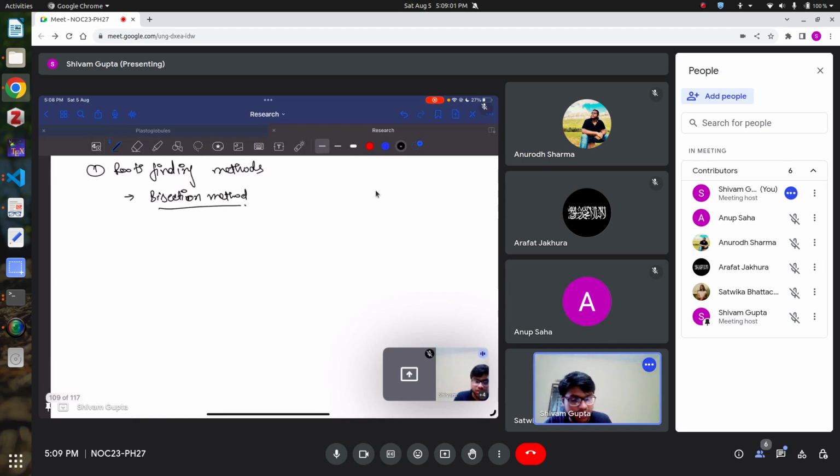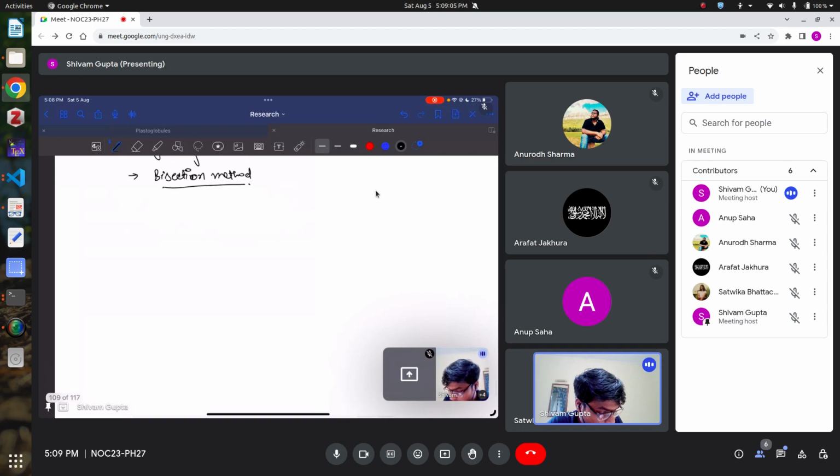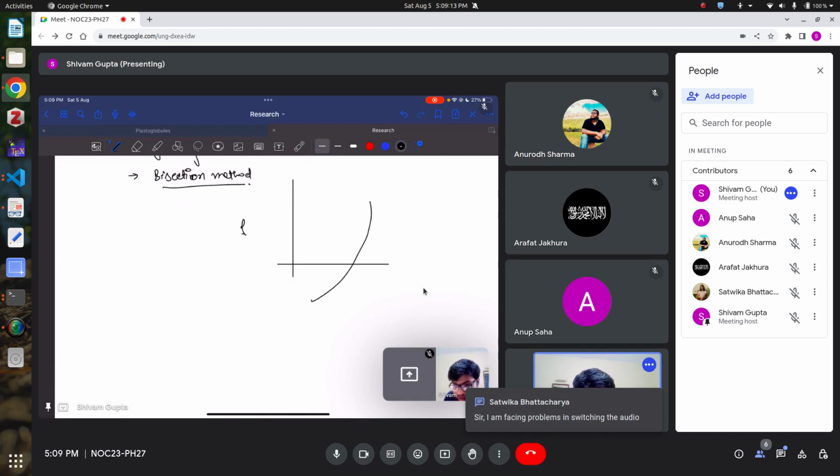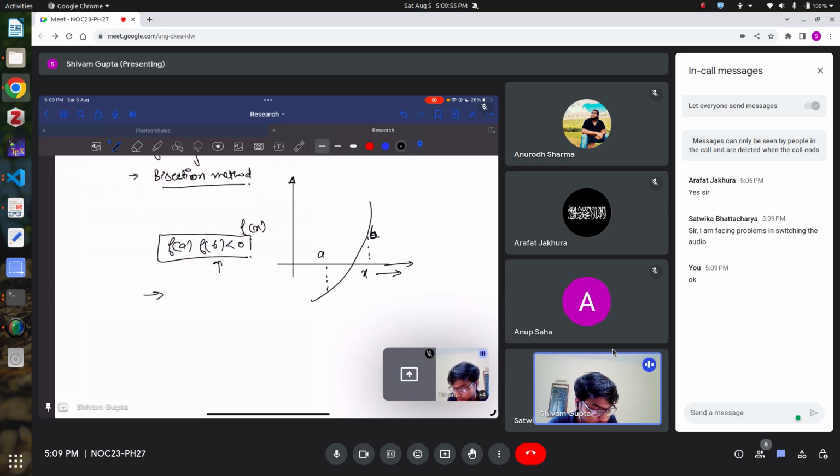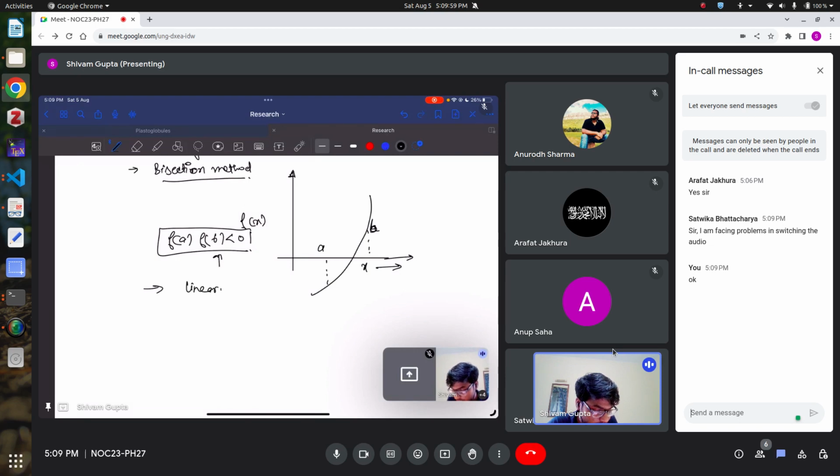Okay, we'll try. In the bisection method, we want to find the solution of a curve f of x, whose graphical representation is something like this. In this method we initially guess two values a and b such that the root will lie between these two. We start with this condition and do the iterations. The convergence of this method is linear; here, the error goes down by epsilon.